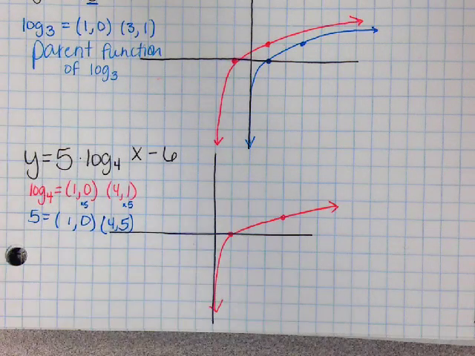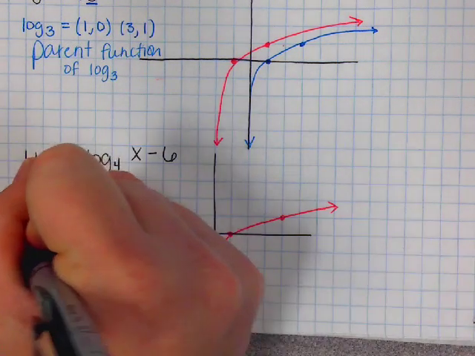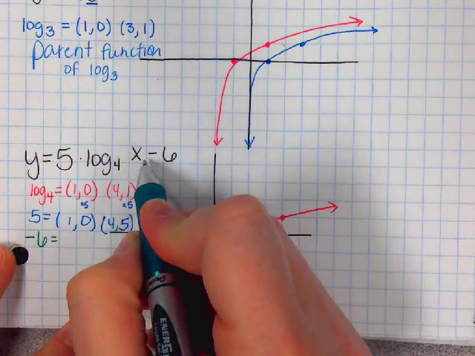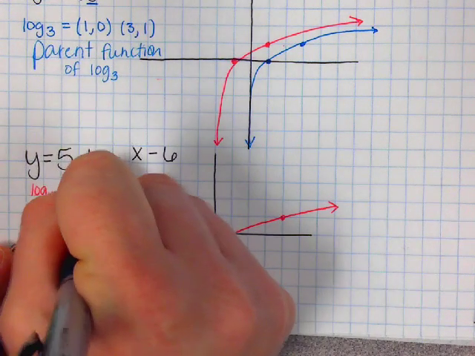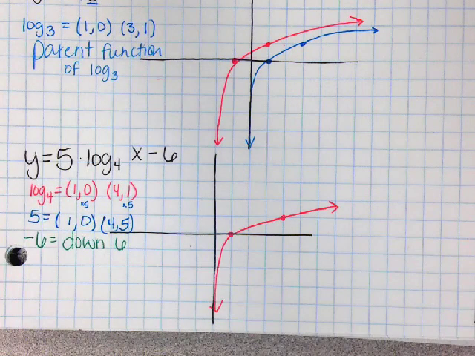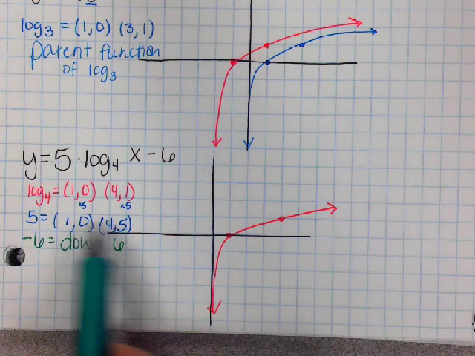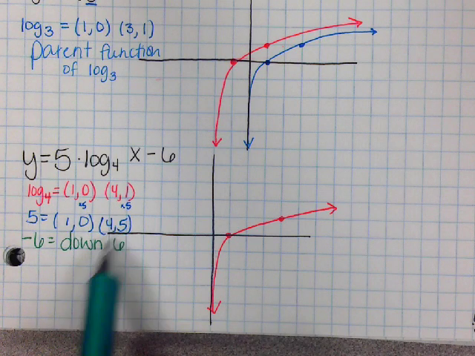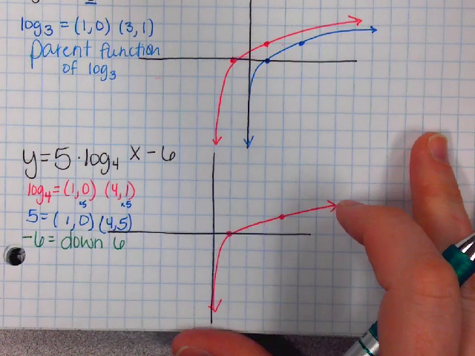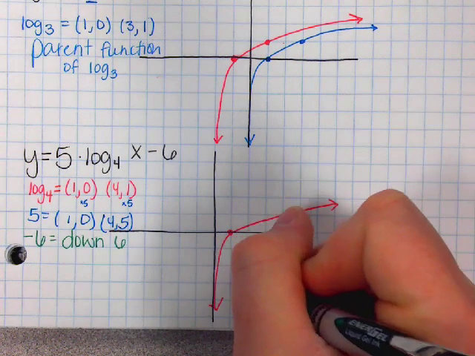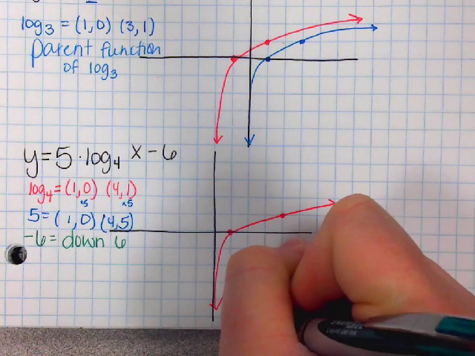And then I need to do the negative 6. Now notice that's not in the parentheses, so that's actually a down 6. So we need to take these 2 points that we found and move them down 6. I didn't really leave myself enough room, but 1, 2, 3, 4, 5, 6, and then 1, 2, 3, 4, 5, 6. So then my graph looks like that.